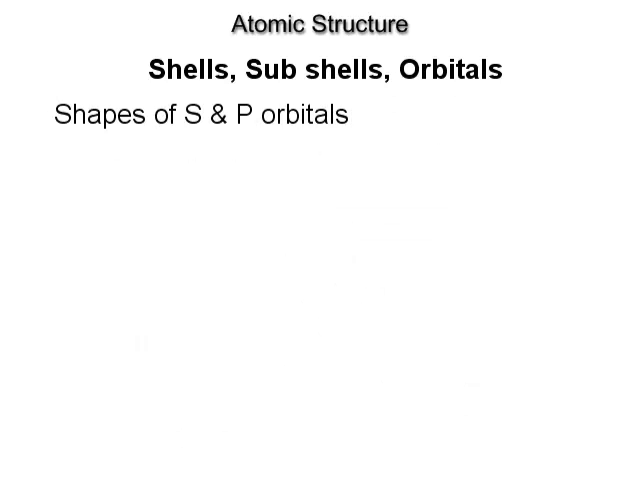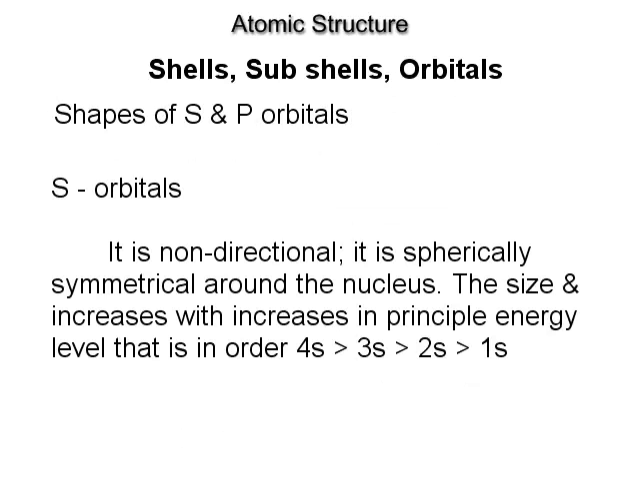Shapes of s and p orbitals. s orbital: it is non-directional. It is spherically symmetrical around the nucleus. The size and energy of the s orbital increase with increase in the principal energy level, that is, in the order 4s > 3s > 2s > 1s.